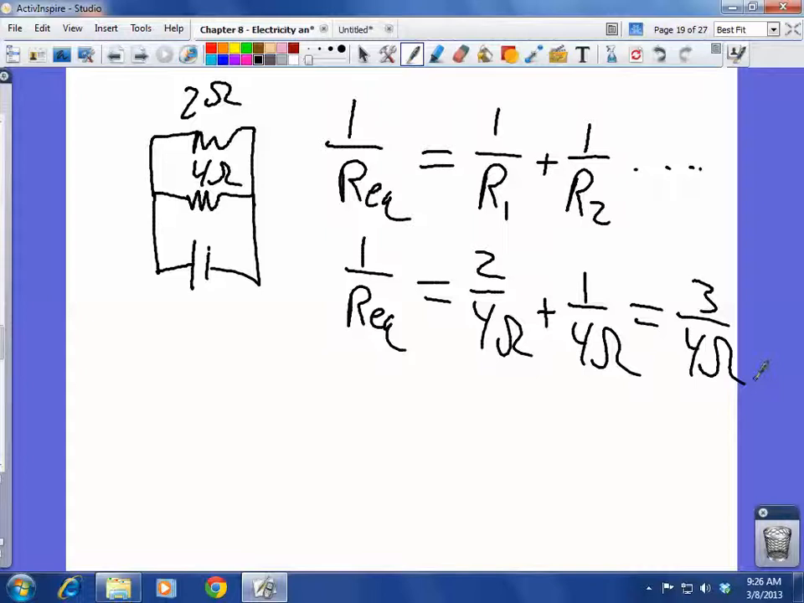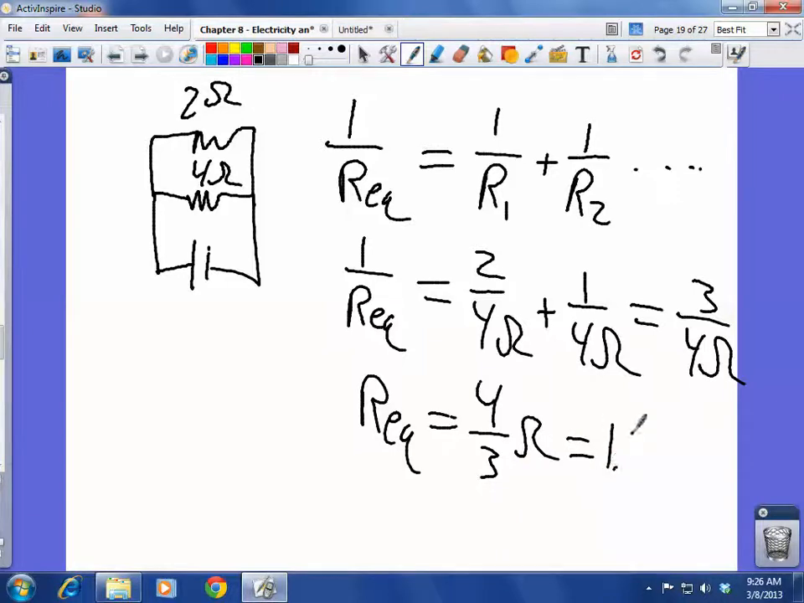Because 3/4 ohms is 1 over our equivalent. So what we can do now is just flip it. Because remember, if we do this one thing to one side, we can do the same thing to the other side. So if we flip this so it's the equivalent resistance over 1, do the same thing over here, we get 4/3 ohms. So 1.3 ohms.